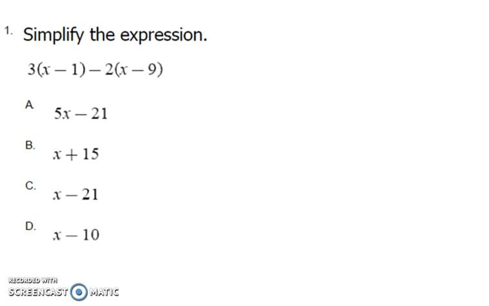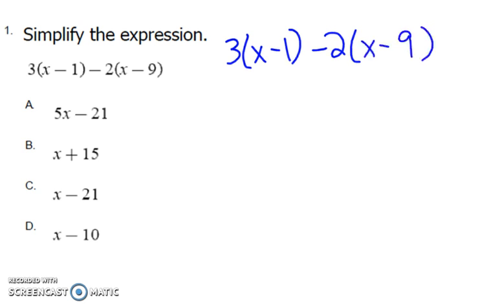Now, if we simplify the expression, we have 3 times the quantity of x minus 1 minus 2 times the quantity of x minus 9. My first step, and I'm going to rewrite it over here just so I have room, is I need to make sure I'm distributing. Anytime you have a number out in front of a set of parentheses, you need to distribute that number to everything inside the parentheses. And treat your parentheses like your starting and your stopping point.